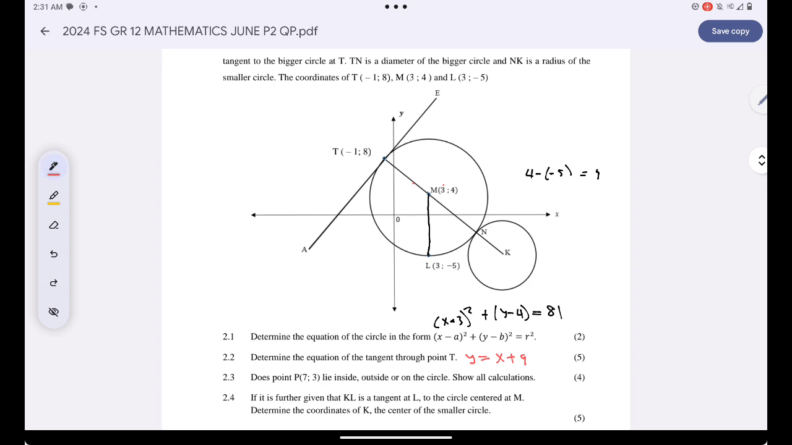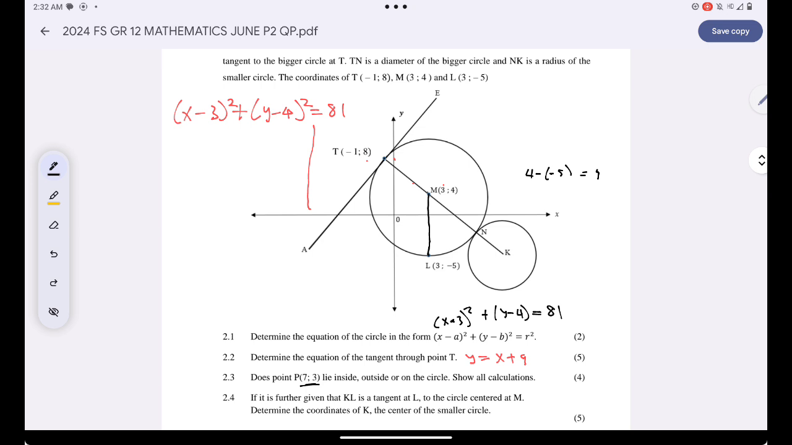Remember that the equation of the bigger circle was given to us as x. No, it was not given. We found it to be (x minus 3) squared plus (y minus 4) squared is equal to 81. All we need to do is to substitute the values of x and y on the left hand side. If we get 81, are we together? It simply means that point P is on the circumference.